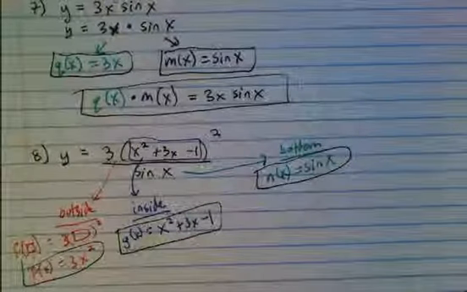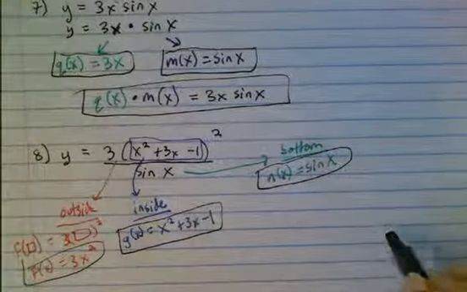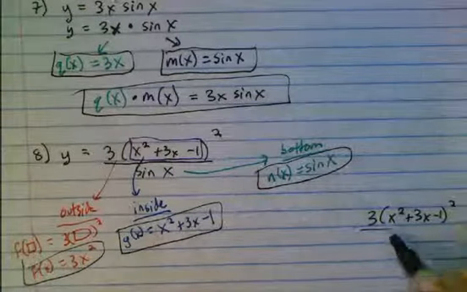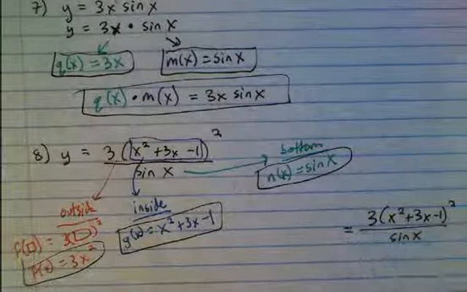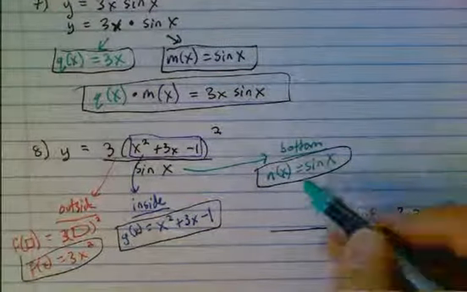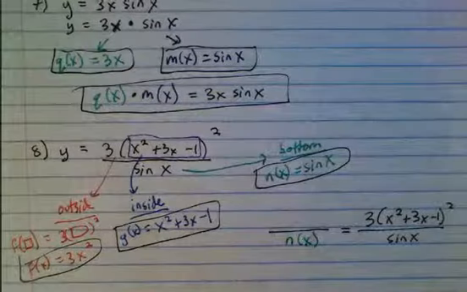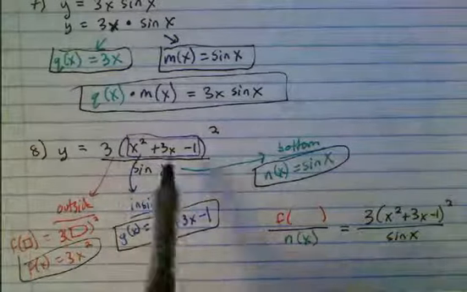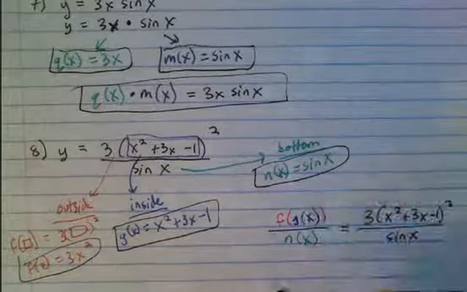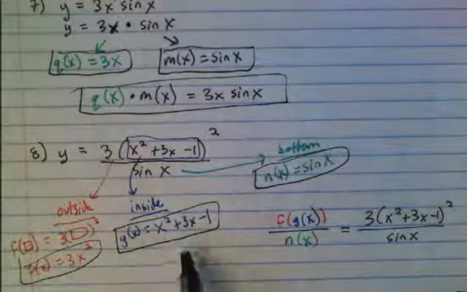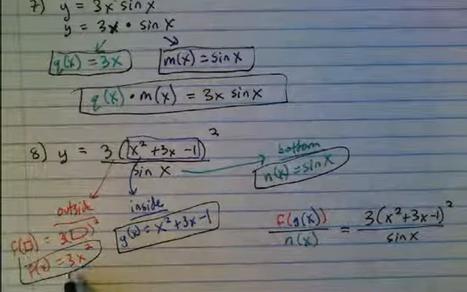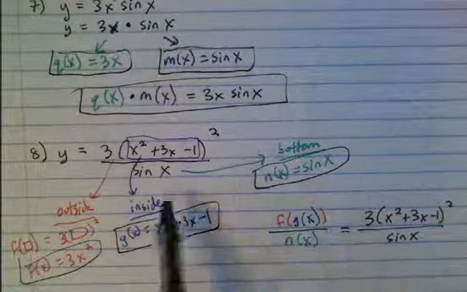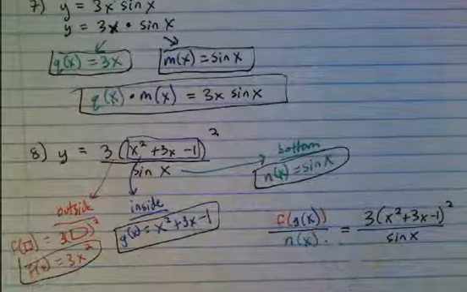Now we just have to say how they go together. We can clearly see, here's our function, it's 3 times x squared plus 3x minus 1 squared over sine x. We can clearly see that this denominator, sine of x, is this n of x piece right here. Up on top we can see we have an outside function, that's f, and an inside function, that's g. So what we should have here is this g of x gets put into the f of x. That gives us 3 times x squared plus 3x minus 1 quantity squared. That's our whole numerator. And then divided by n of x, or sine of x.